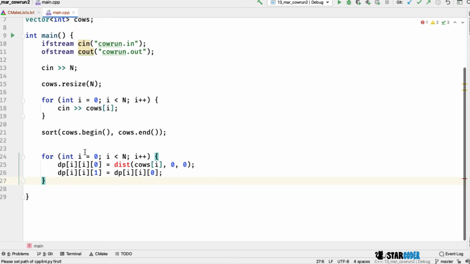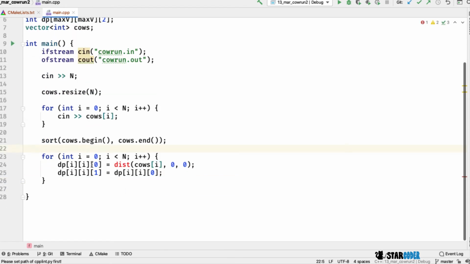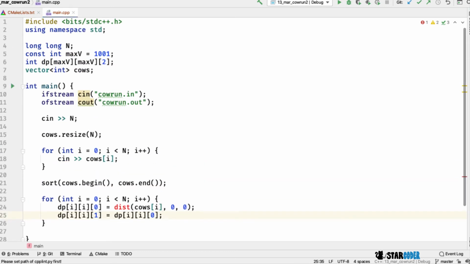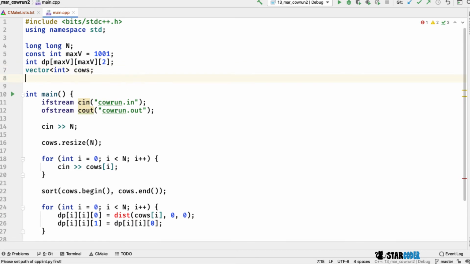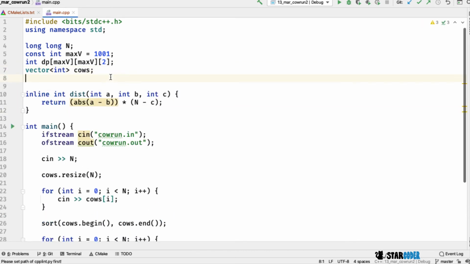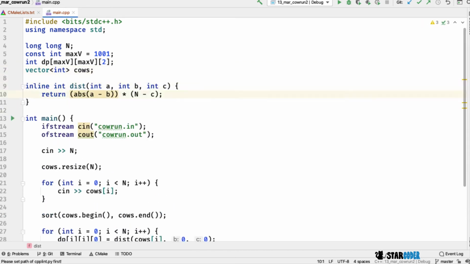So what we're going to do is have dp[i][i], which basically means the range between i and i, or just the thing itself, is going to be the distance function and then our parameters. And then dp[i][i][1] is going to be the same thing. Our distance function is going to be a little bit more special. For every second that passes, we're going to note that we have n cows, or n minus the number of total cows already silenced, amount of money.